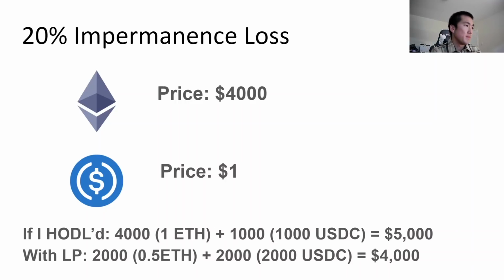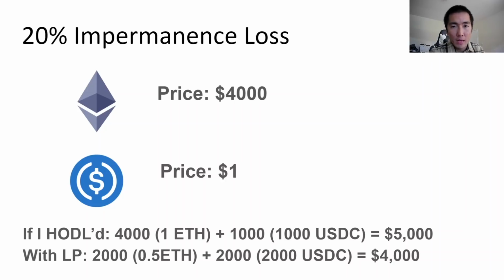Okay, so if you do the math, if I just held one ETH and 1,000 USDC and did not provide liquidity, then I would have $5,000. But because I provide liquidity, I now only have $4,000, because it's half an ETH and 2,000 USDC. And obviously, in whatever time period this was, I would also earn 0.3% of all transaction fees, right? So hopefully within that time period, I earned more than $1,000 in fees to make up for this impermanent loss.